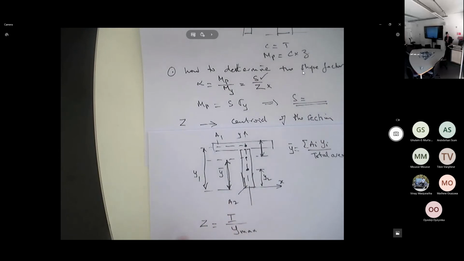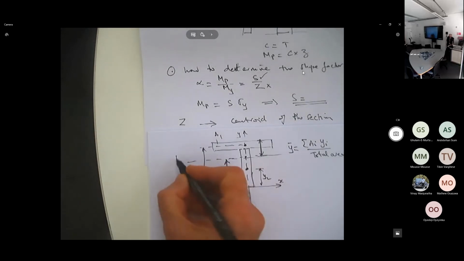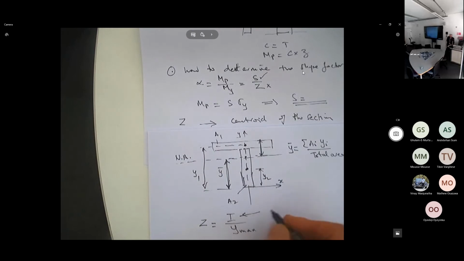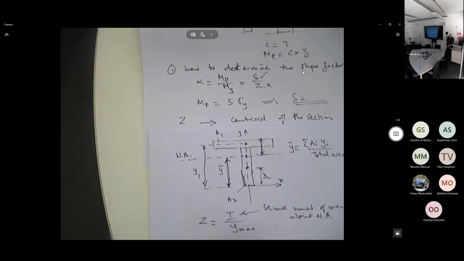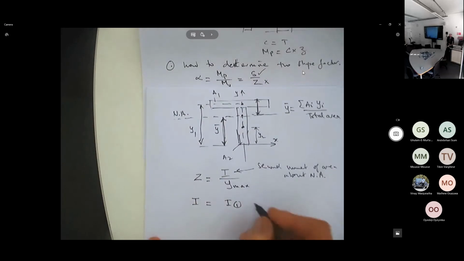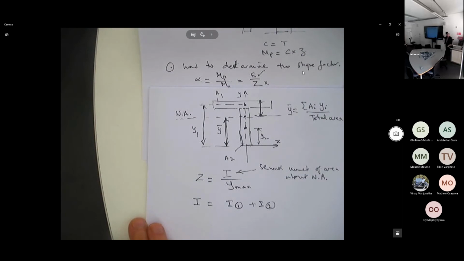Okay. So anyway, you know Y max. The only thing we need to determine here is I, which is the second moment of area about the neutral axis. In this case, it will be I of shape 1 plus I of shape 2. Simple. Okay, so you have your BD. Do you know the parallel axis theorem still? Yeah. BD cubed over 12 plus A times the distance squared.